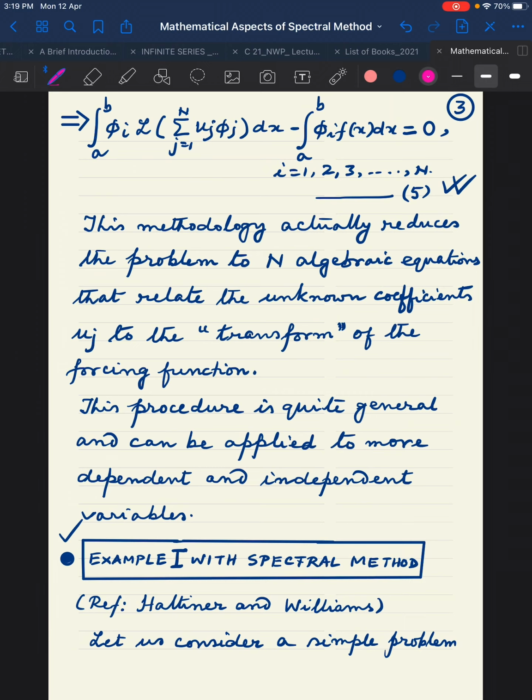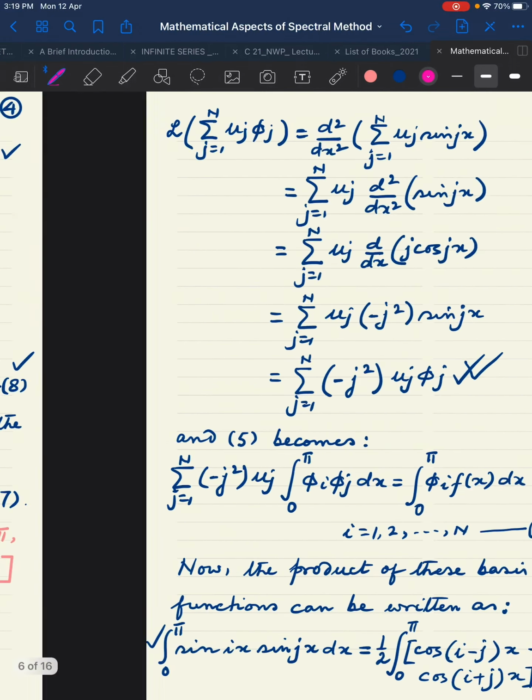Well, in our case, we have chosen phi j and L is given, only we don't know fx, right? We don't know the exact form of fx, but L is known, phi j is known. So our main objective is to find uj by solving 5. So let us see what happens here.